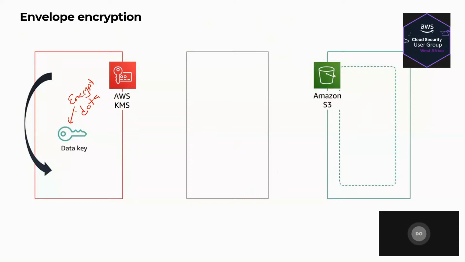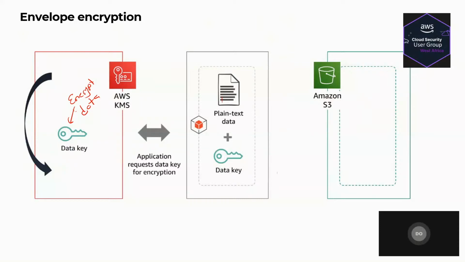Whenever our application needs to encrypt any data, it can make a call to KMS, retrieve this data key, and then use it to encrypt the data, right? Before storing that data in S3. So now we have encrypted data that's been encrypted with that data key.